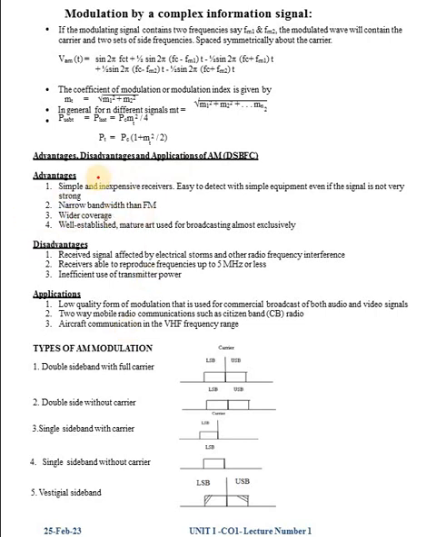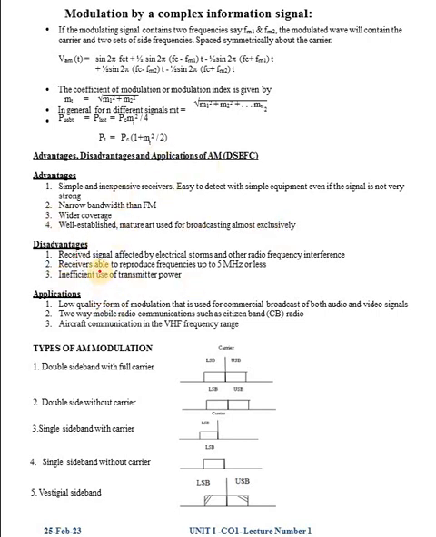So what are the advantages and applications of AM signal? The major advantage is a simple and inexpensive receiver. It is easy to detect with simple equipment even if the signal is not very strong. It is applicable for very low frequency and short distance communication. It has narrower bandwidth than frequency modulation, wider coverage, and is a well established, mature art used for broadcasting almost exclusively. So these are all the advantages.